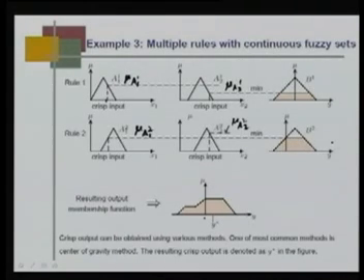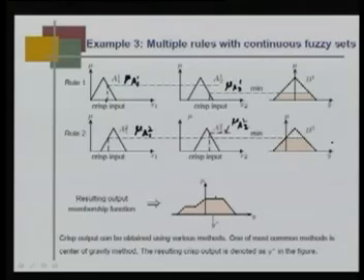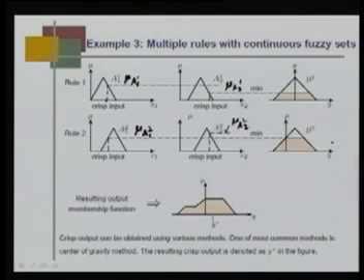Once you find this shaded area, the next part is to find out what y is, given a crisp value. There are many methods, but in this course we will focus on only one, the center of gravity method. If I take this figure and find its center of gravity, this is the value y star. Crisp output can be obtained using various methods, and one of the most common is the center of gravity method. The resulting crisp output is denoted as y star in the figure.